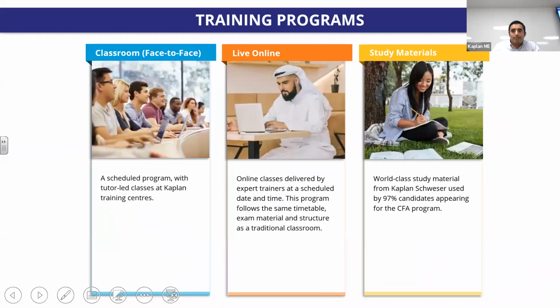Now talking about the training program, Kaplan actually has 3 products. One is the face-to-face program exactly like this. You come into the classroom, there's a trainer who teaches in the old school style of teaching. Then there is live online, something that we never had. Post-COVID, we were forced to do this. And what we are seeing is that students are enjoying this also, as in people have adopted this style of learning too.